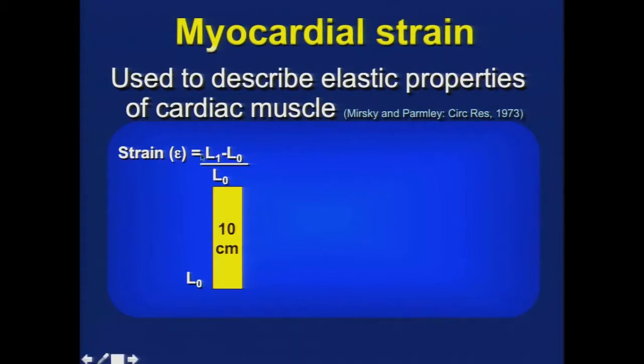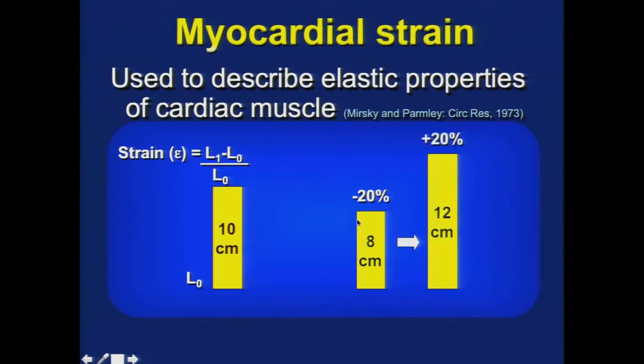And this formula here can be used to define it. So if we have an object of an original length, say it's 10 centimeters, and it gets shorter from 10 to 8 centimeters, then it would be 8 minus 10 over 10, or the value would be minus 20%. If the object got longer from 10 to 12 centimeters, by definition, strain would be positive 20%. And of course, if it didn't change in length, there would be 0% strain.